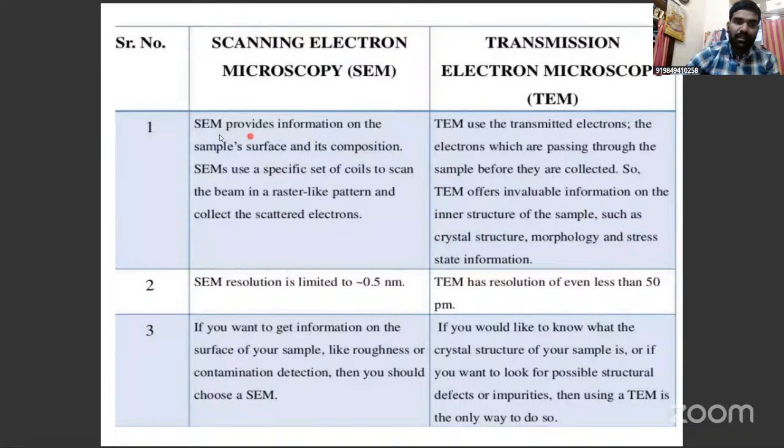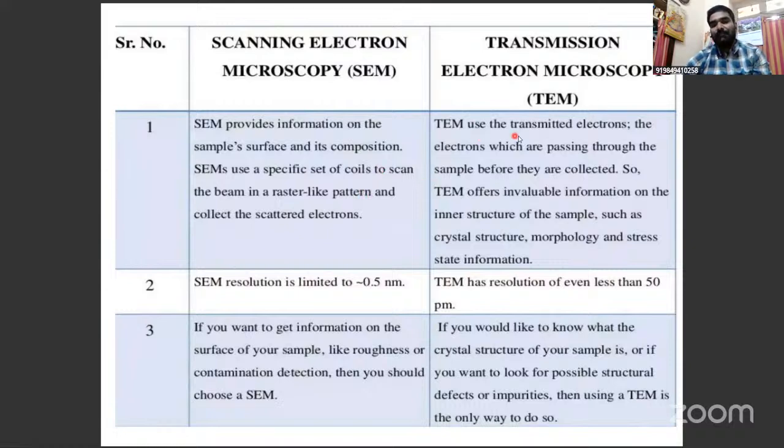So SEMs are used to provide the sample surface information and composition, and SEMs use a specific set of coils to scan the beam in a raster-like pattern and collect the scattered electrons. By collecting the scattered electrons, we can find the surface and composition.